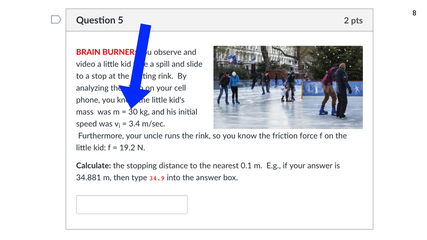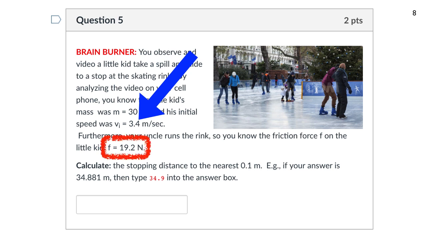So 30 kilograms for the mass of this little shrimpy kid. And then 3.4 meters per second for his speed. So that's about 7 miles an hour, something like that. So he's not really booking, but he thinks he is. And he takes a spill, and he slides. And we're trying to figure out the distance that it takes for him to stop under this frictional force. Okay? And your uncle runs the rink, so he knows how it works. All right?